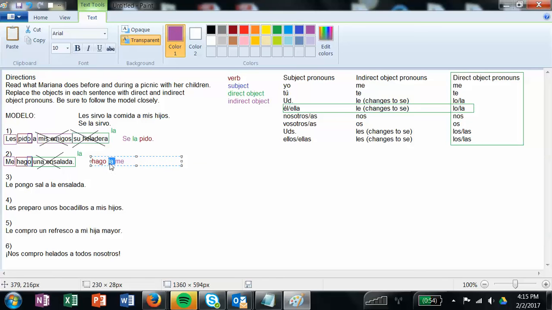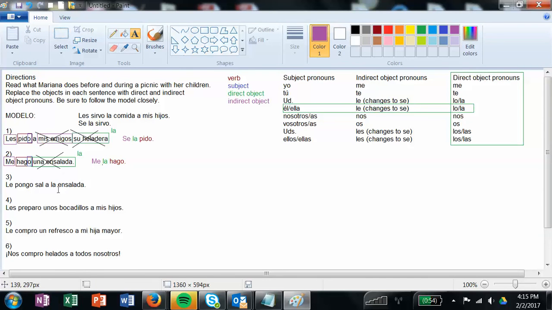So I am going to move this behind here, and then I'm going to move the whole thing in front of the verb, because I do not have a present participle, which is the "ando, yendo" word. I don't have a command, and I don't have an infinitive. So "me la hago." "Le pongo sal a la ensalada."